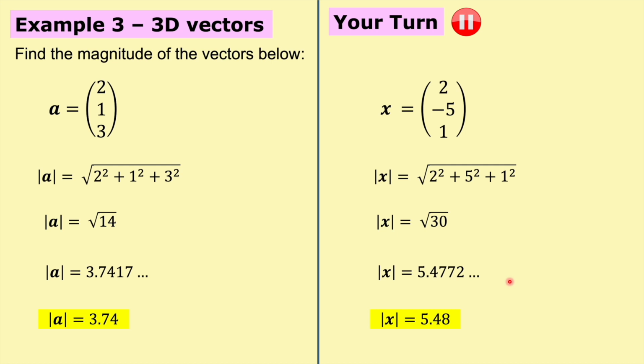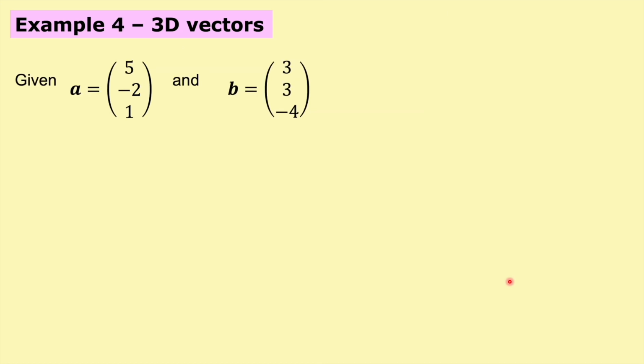Again, using our 3D vectors, we are going to look at our fourth and final example, and we're going to apply similar steps to our example 2 questions. So given that vector A, we've got a 3D vector here, so 3 components. Vector A is 5, negative 2, 1, and vector B is 3, 3, negative 4. We have to calculate the magnitude of A subtract 2B. So before we can calculate the magnitude of this, we need to figure out what A subtract 2B is first.